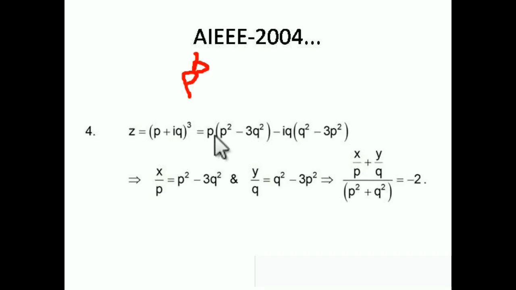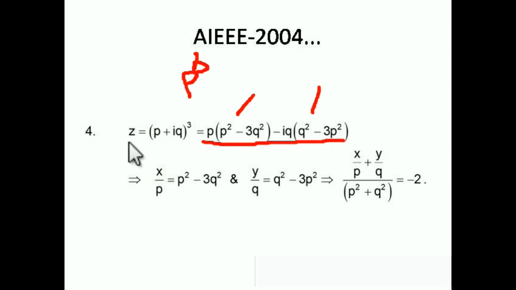Okay, so if I simplify this, I have p cube minus 3pq square, minus iota, q cube minus 3p square q. So ultimately I do one thing: I separate the real part and the imaginary part. This whole thing is the real part, and this whole thing is the imaginary part. Okay, you understand that this is the real part and this is the imaginary part. So you can do that easily.